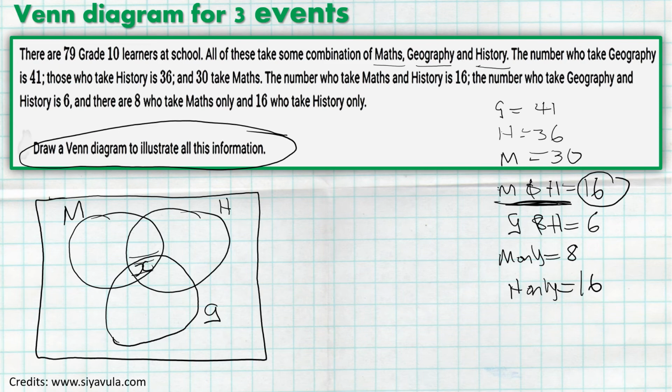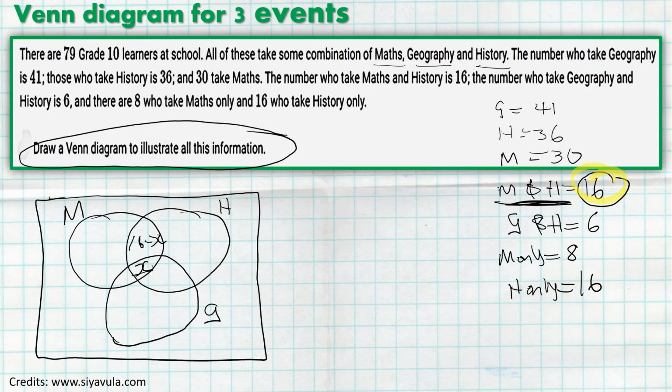But now you need the maths and history only. So you're going to subtract the X, the one that does everything, so that we are left with maths and history only. So it's just going to be 16 minus X. Then you'll get your maths and history only. To prove that you have done it correctly, when you add for maths and history there, you must still get your 16 as given in your question. That proves that 16 minus X is correct for maths and history only.